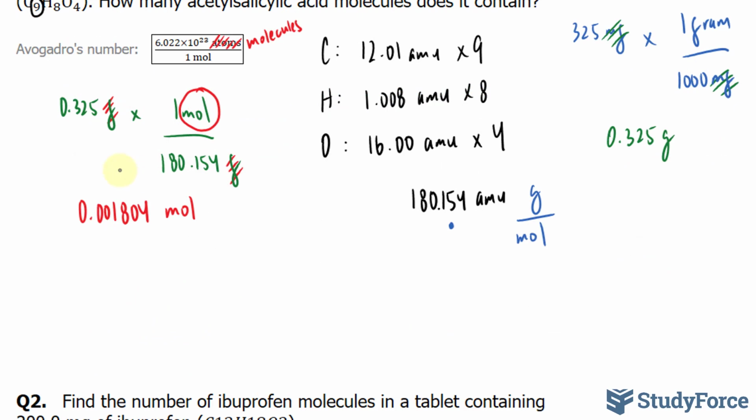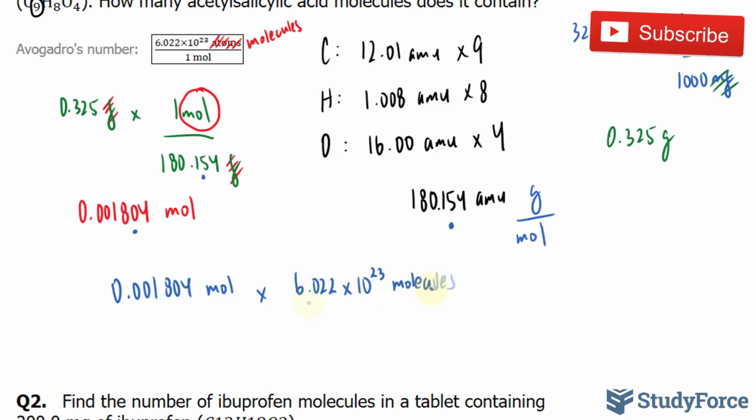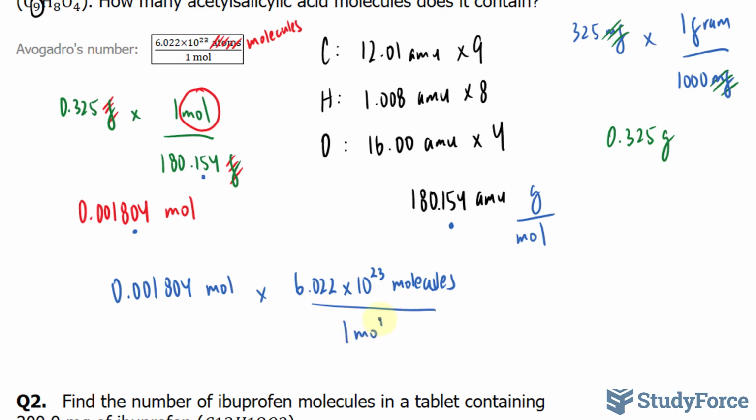Next, I'll take this and recall that we have 3 significant figures here, and 5 here, and since we're dividing, we should end up with a smaller amount, so everything after this 0 is insignificant, although I'll continue to write that 4. I'll take this number and multiply it by Avogadro's number. 0.001804 moles times 6.022 times 10 to the power of 23 molecules over 1 mole. This cancels out with this, leaving me only with molecules.